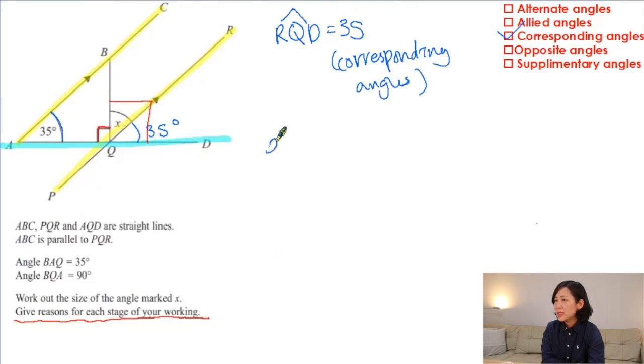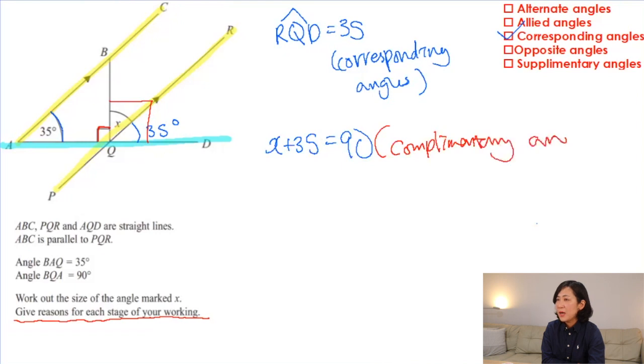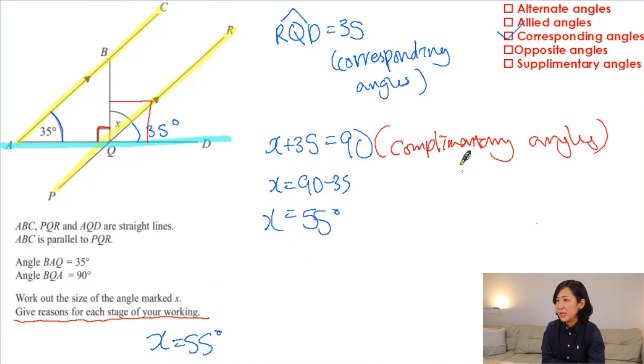Now the next step is we can say x plus 35 is 90. Why? Because these two angles are complementary angles. We already know what complementary angles are: two angles that add up to 90 degrees. Then x is 90 take away 35, which is 55, okay? So now write down your x, and also check your reasons, okay? This is how you solve this type of question.